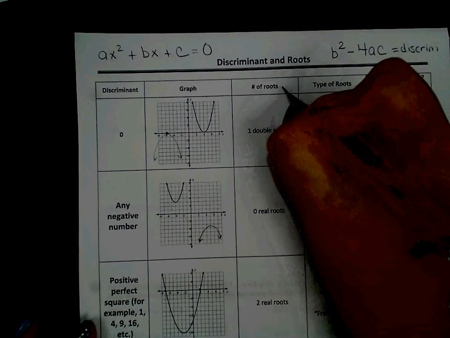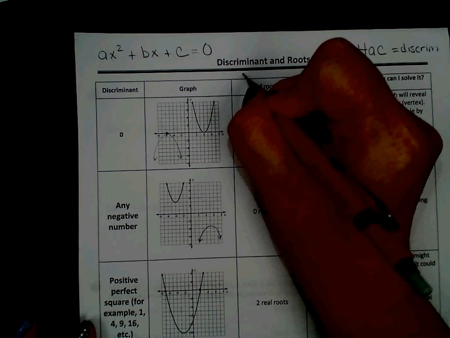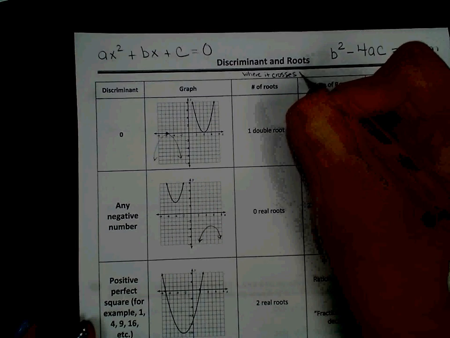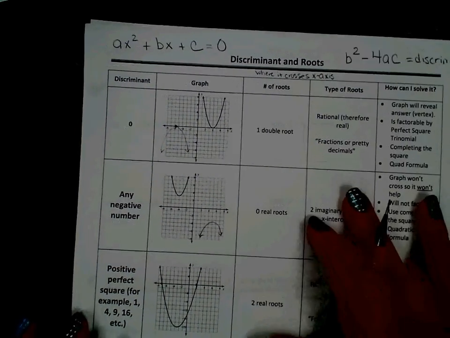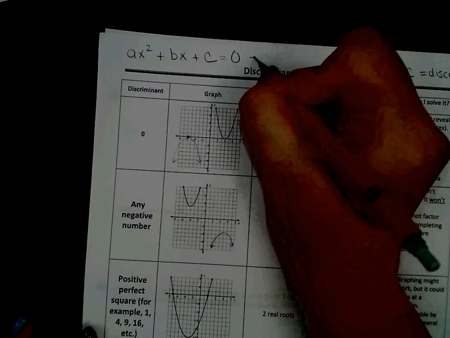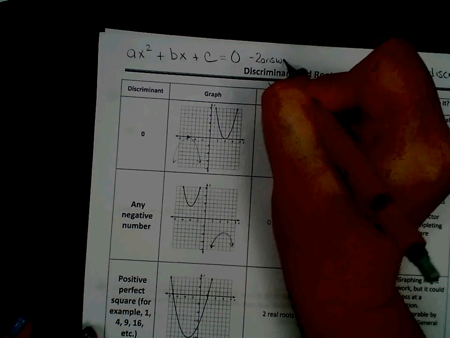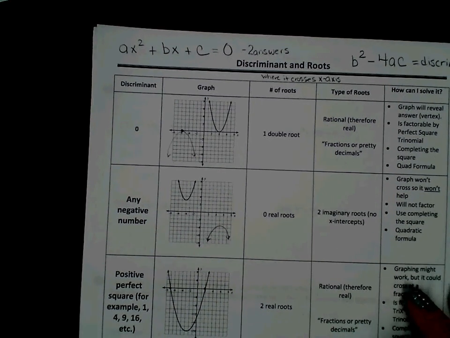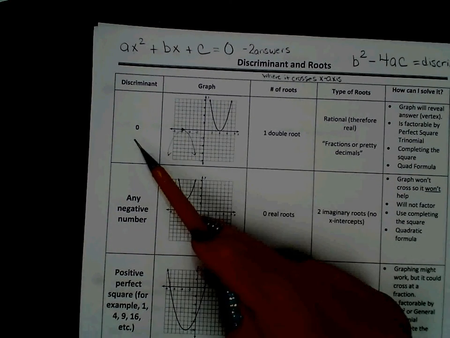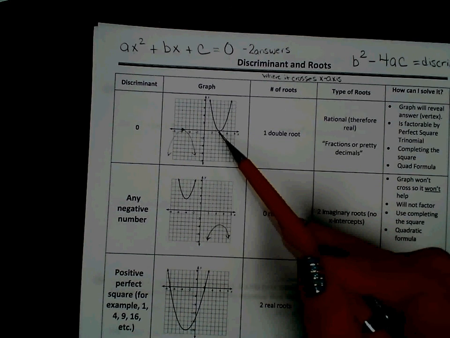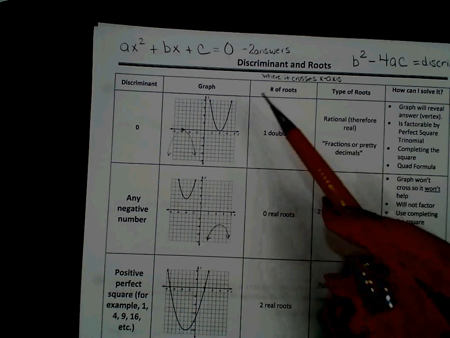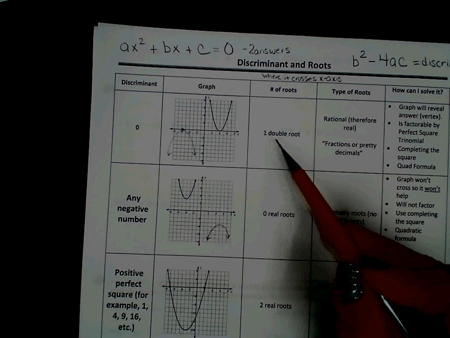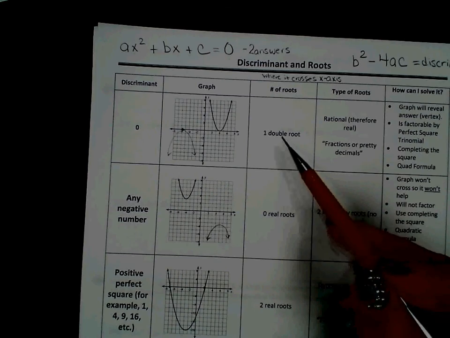Now, the discriminant also tells me the number of roots. Roots are where it crosses the x-axis. Quadratic equations always have two answers, and those answers are where it crosses the x-axis. If your discriminant is 0, it doesn't actually cross the x-axis. It hits the x-axis and turns around. So that means you have the same answer twice. It's one double root.